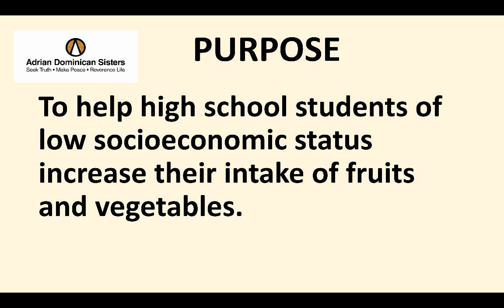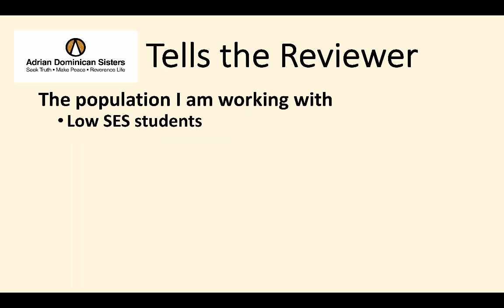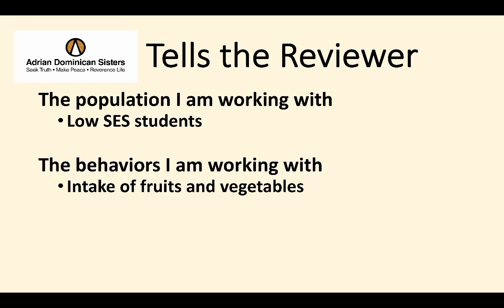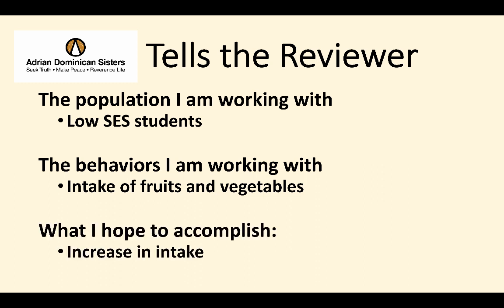Throughout this presentation, I will use one of my own grants as an example, so you will have specifics for each aspect of the application. The purpose of my grant is to help high school students of low socioeconomic status increase their intake of fruits and vegetables. I only needed 1 sentence to do that, but that tells the reviewer 3 things. It tells the reviewer the population I am working with, low socioeconomic status students. It tells the reviewer the behaviors I am working with, the intake of fruits and vegetables, and it tells the reviewer what I hope to accomplish. I want to increase that intake.